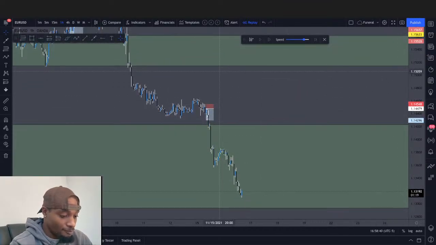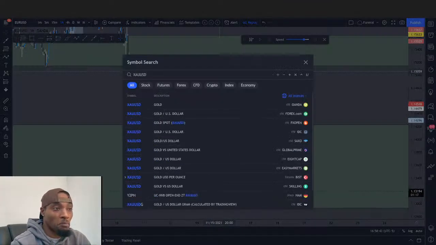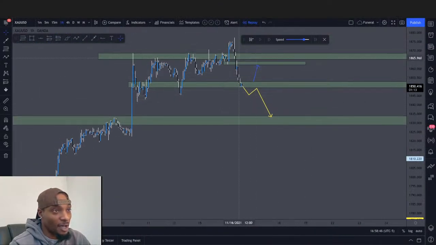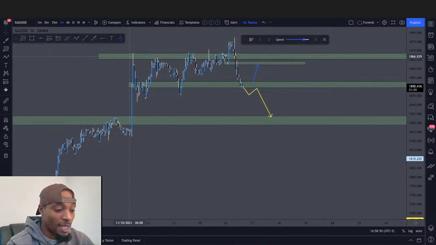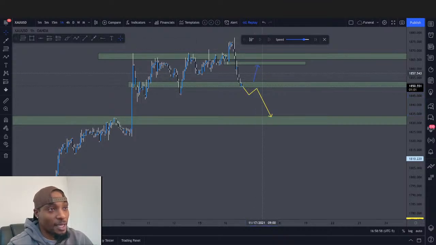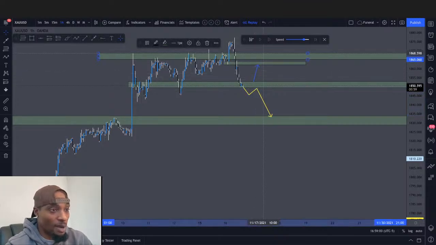So who knows? But I had some levels identified. Pretty clear to see. Nothing crazy. I didn't just pull a rabbit out of the hat or nothing. Just some clear levels in the market that price would likely go to. But could see something like that come about.